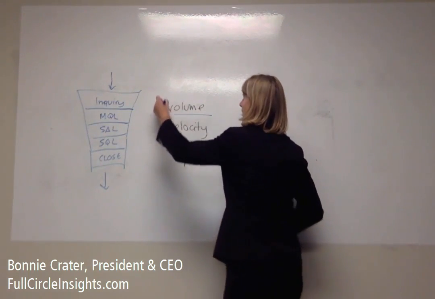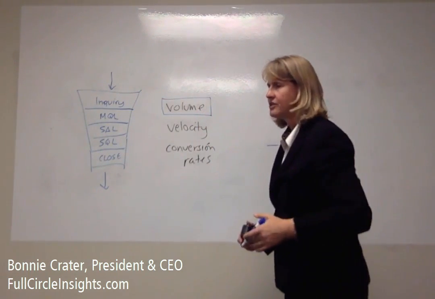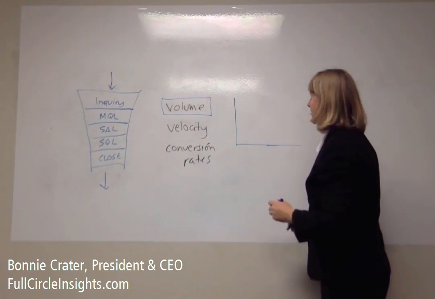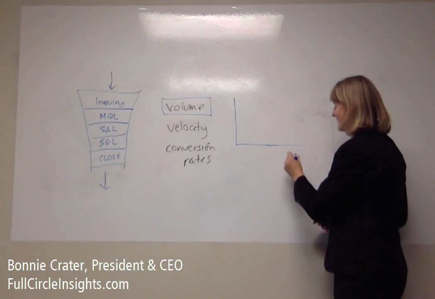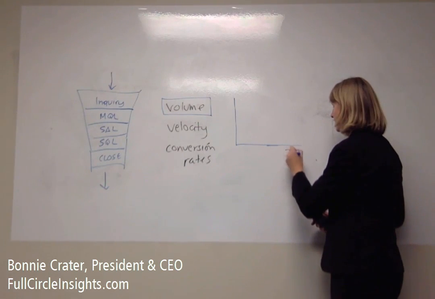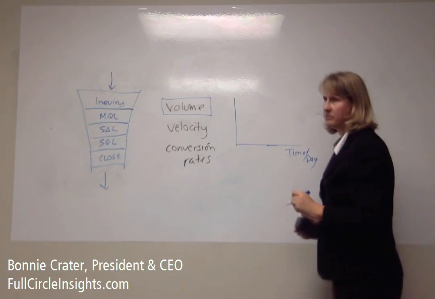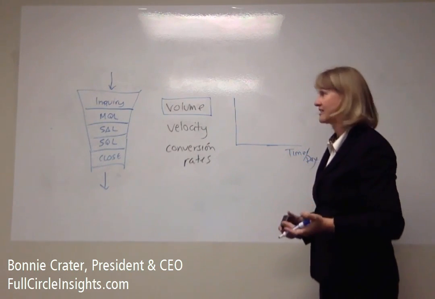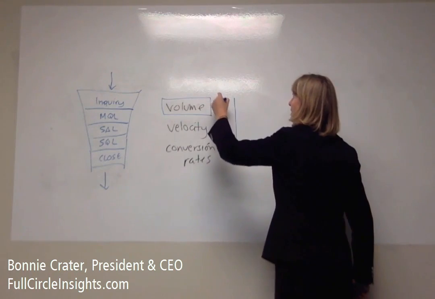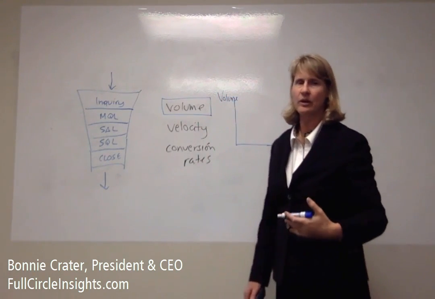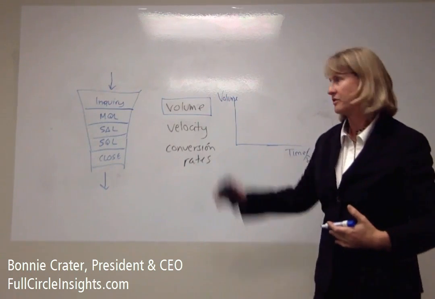Okay, volume. So say I draw a chart that looks like this. And on the x-axis or horizontal axis, we have time. And we'll do time in days because that's very typical on how to measure lead velocity. And then we're going to look at volume. So this is the number of leads that are going through the funnel.